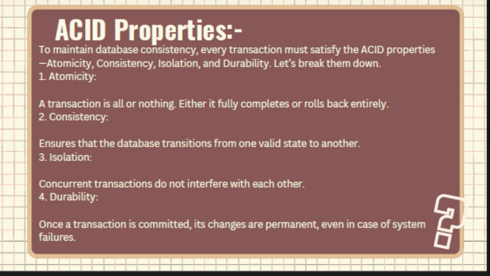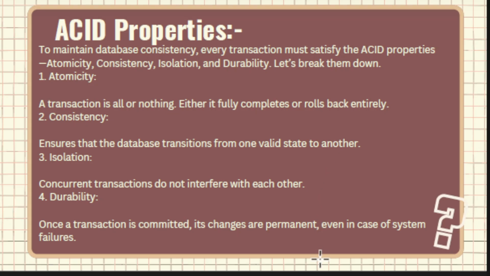Consistency ensures that the database transitions from one valid state to another. Isolation means concurrent transactions do not interfere with each other. Durability means once a transaction is committed, its changes are permanent, even in case of system failure.